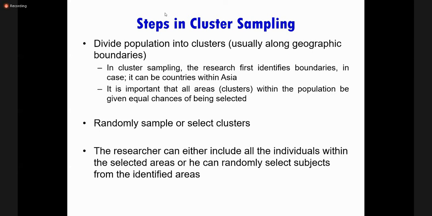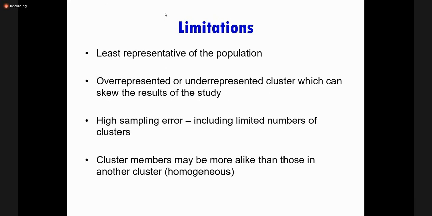So you randomly select clusters, and the researcher can either include all the individuals within the selected areas, or randomly select subjects from the identified areas. Suppose I have selected 6 districts out of 23 in Sindh; then out of those 6 randomly selected districts, I can take a sample of 50 or 100 using simple random sampling, systematic sampling, or even convenience sampling. I can use any method which is more appropriate and feasible for the situation, but the 6 districts I have chosen randomly. This is how we do cluster sampling.